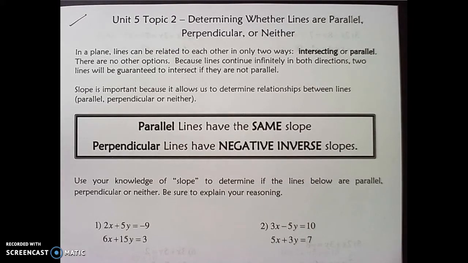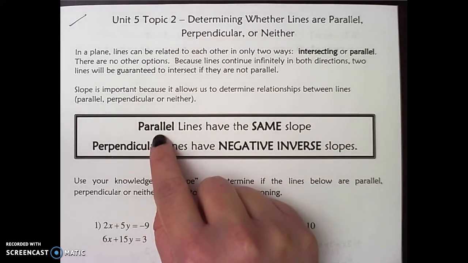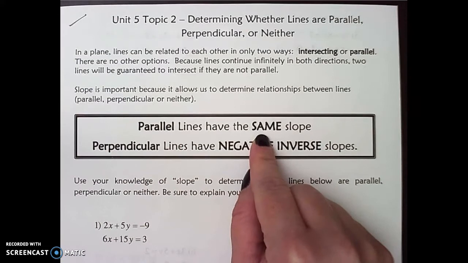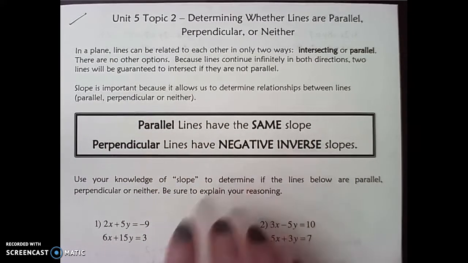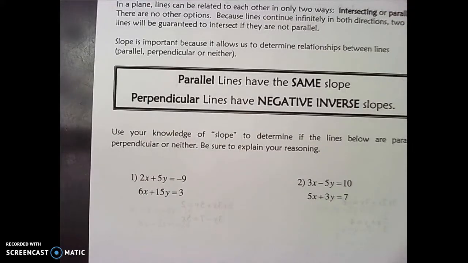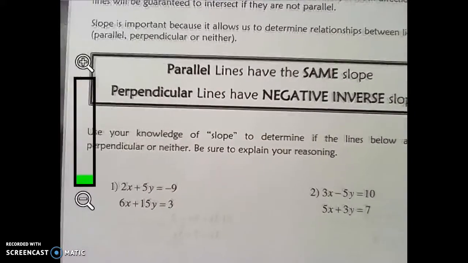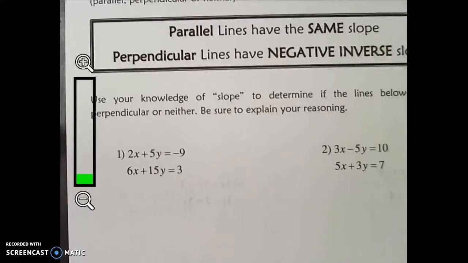Hey guys, this is a video on determining whether lines are parallel, perpendicular, or neither. We're going to do this using some things that we already know about slope. So for example, we know that parallel lines have the same slope, and we know that perpendicular lines have negative inverse slopes.